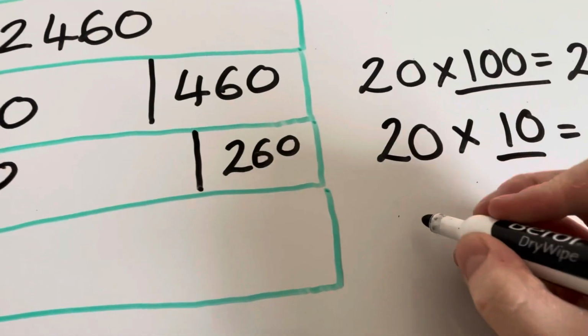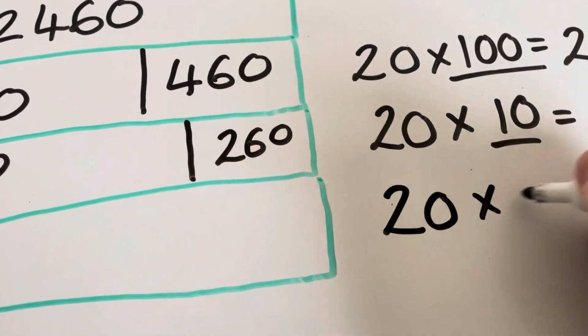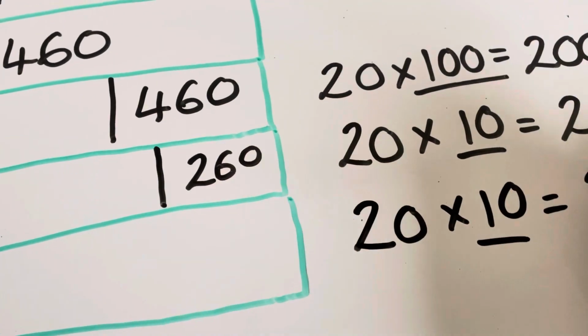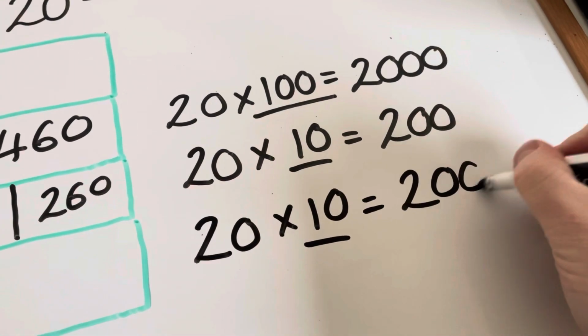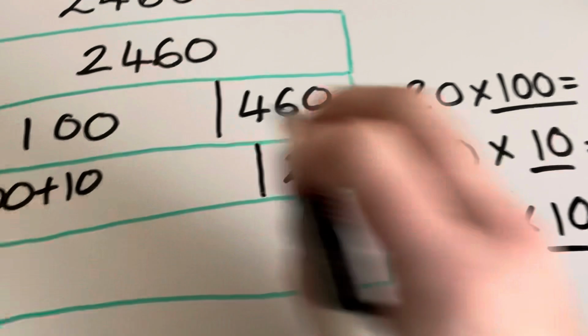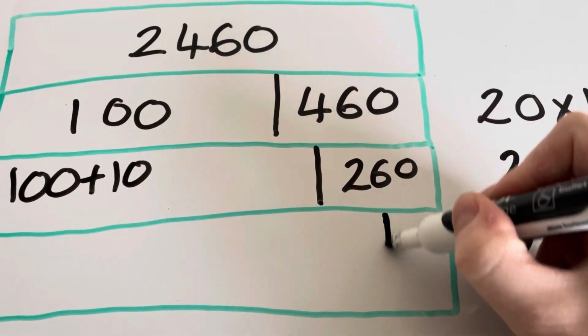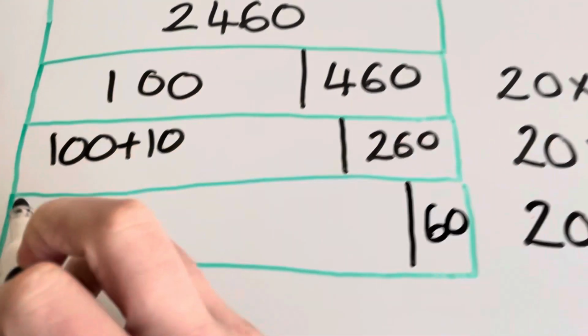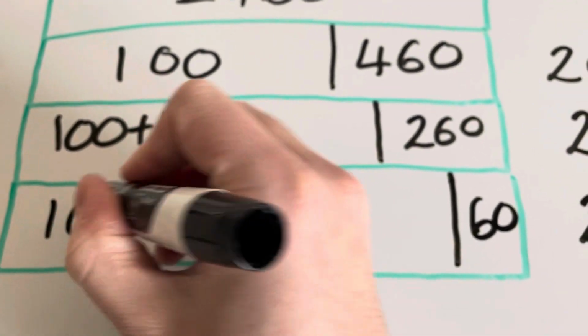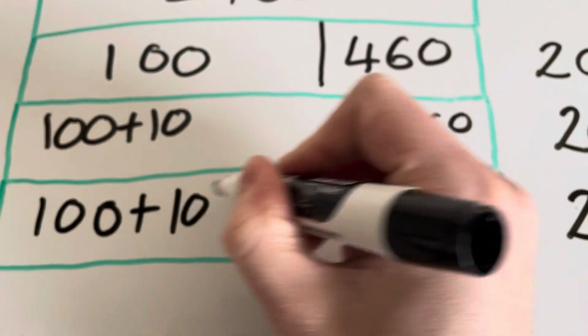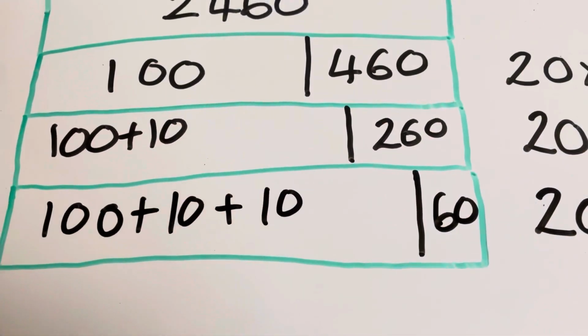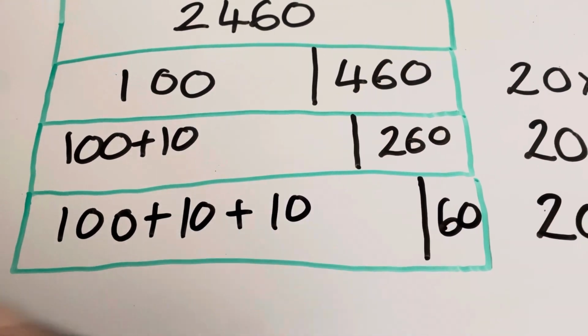Again, we're going to do 20 times 10 because I can still take away a group of 10. Again, I know that's 200. Remember to write down your workings at the side. So I'm going to take away 200 from this. If I split this up, that leaves me with 60. But that means I've taken away groups of 100 and 10 and 10. Now, I've got 60 left.